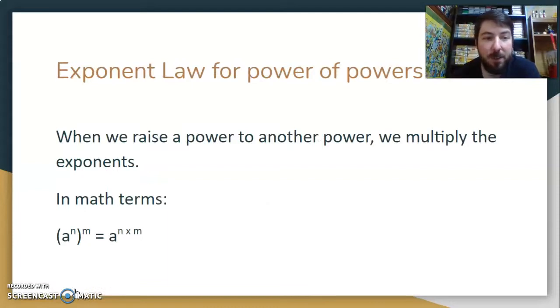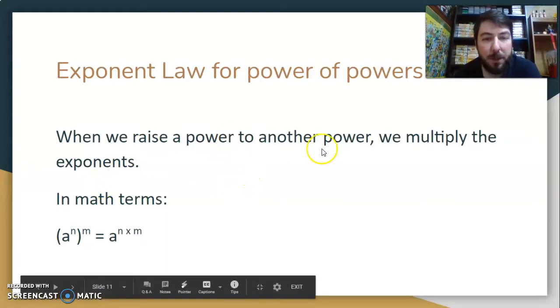So in general, when we raise a power to another power, we just multiply the exponents. So if I have a number to the power of n to the power of m, I just multiply n and m together to get our new exponent.